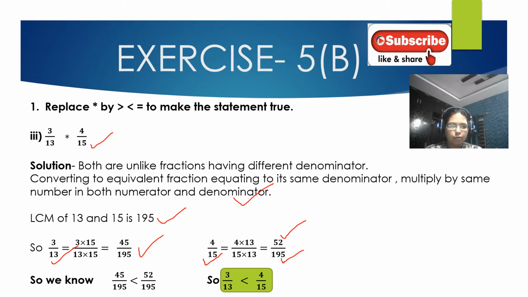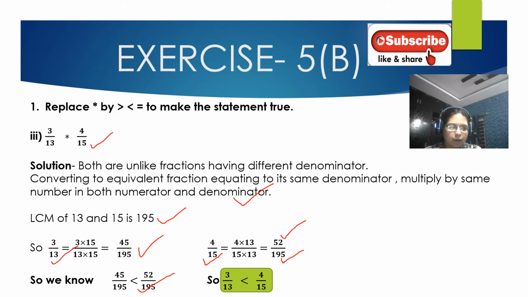Now both have the same denominator, that is 195, and we know 45 divided by 195. Having the same denominators, we have to compare the numerators. The smaller numerator is lesser than the bigger numerator of the second fraction. Here 45 is less than 52, so 45 divided by 195 is less than 52 divided by 195.